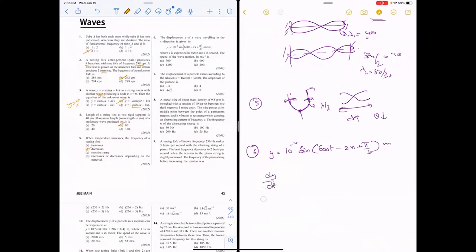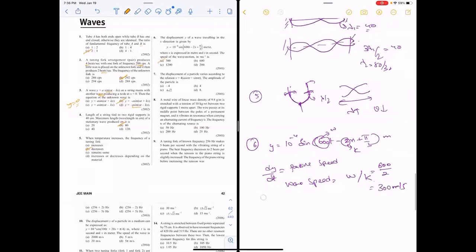dy by dt is the particle speed. Wave speed is equal to omega by k. So this is omega, this is k, in omega t minus kx, no? So omega is 600, k is 2. So 300 meter per second. What is the wave velocity? 300 meter per second. Option A.